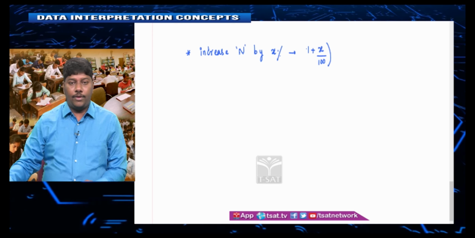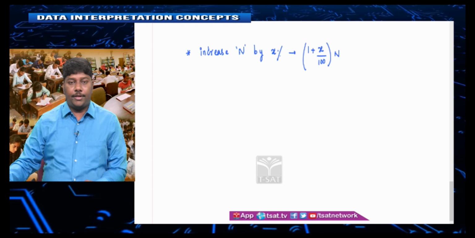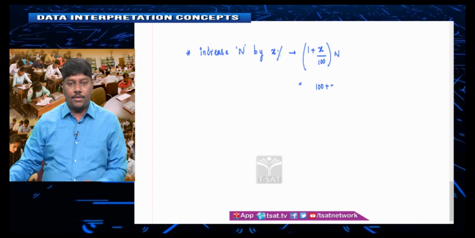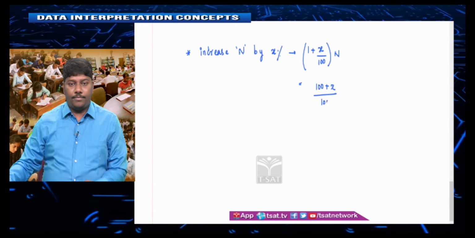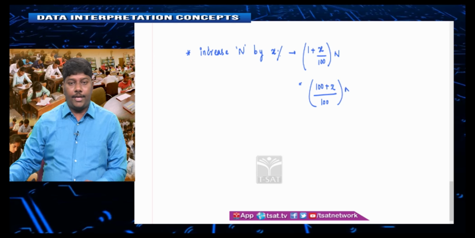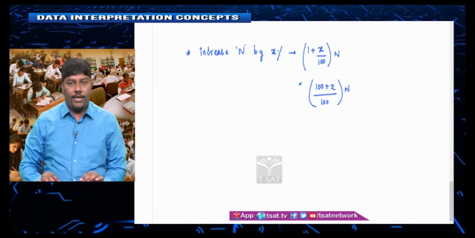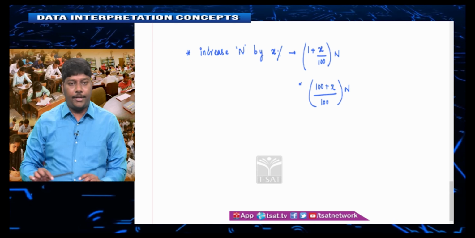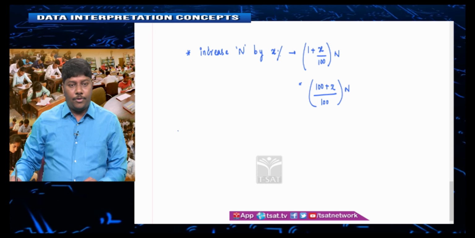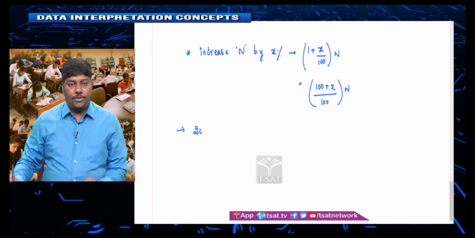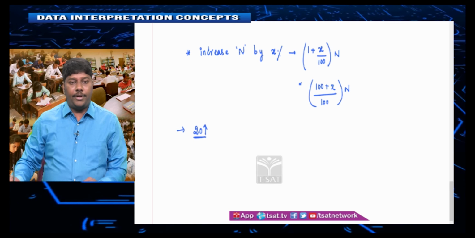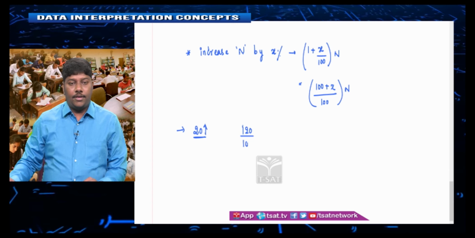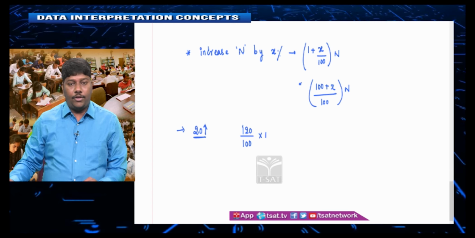You multiply that number with 1 plus X by 100, therefore the number increases by X percent, or else you can say 100 plus X by 100 into N. This is increase of a number by X percent. If you want it in more detail or a shorter way, you can go for the basics of percentages, which is explained. Now, suppose I increase any data by 20%, you multiply that number that you wish to increase by 20% by 120 by 100 into that number.